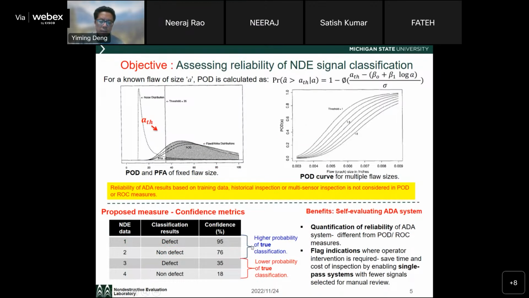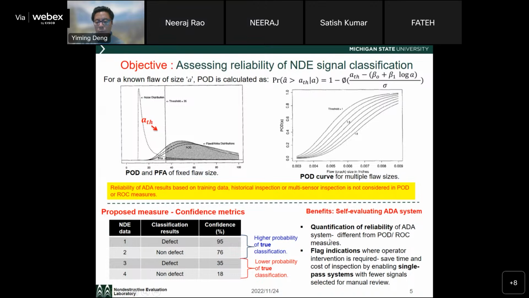All right. So with a higher confidence percentage, I can tell this is a classification with high probability, whereas with low confidence, it is a lower probability classification. The benefit of doing this is that we can make a self-evaluating ADA system possible. With the reliability quantified with uncertainties for any ADA system, different from the POD and ROC measures that I just explained, we can have additional quantification of how good the classification is.